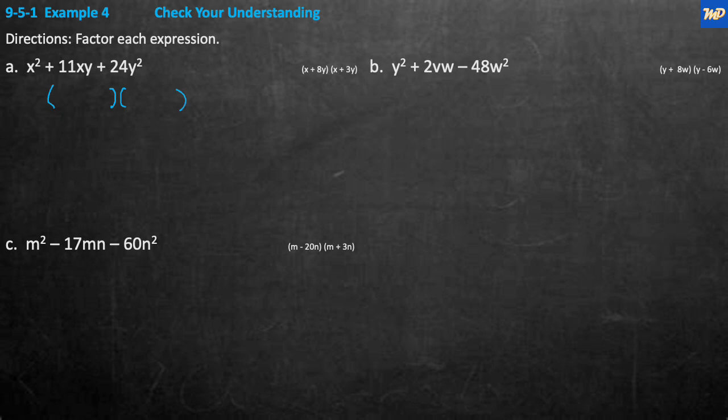So the x squared is in the front. I'm going to put the x squared in the first location, just get it out of the way. The y squared is at the end, so I'm going to put the y at the end. So now I have an x and a y, x and y.